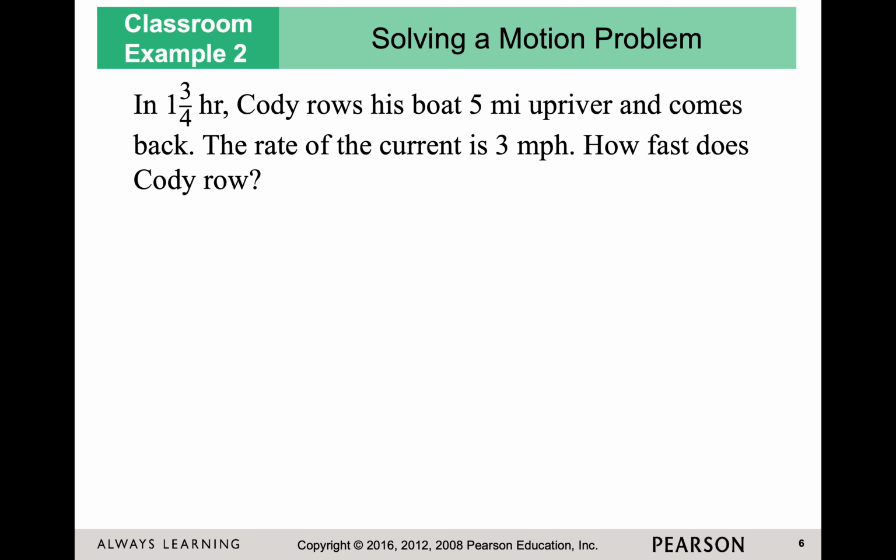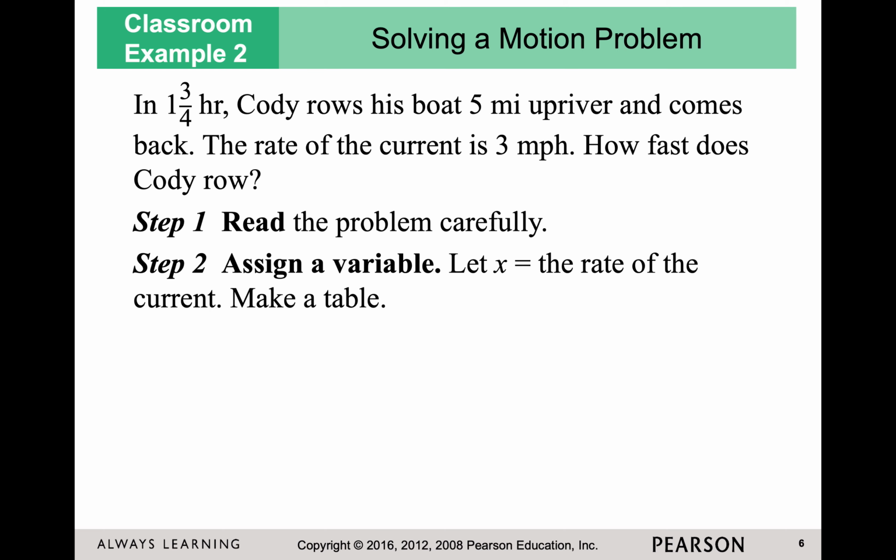To solve applied problems, this happens when we're dealing with questions like this. With the 1 3/4 hour, he's rowing his boat upriver and he comes back. The rate of the current is 3 miles per hour. How fast does he row? So what I do is I read everything through one time before I even take notes. Then I'm going to think about the variable. How fast does he go?